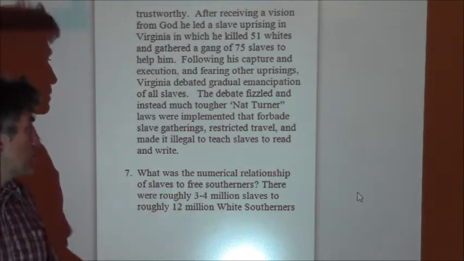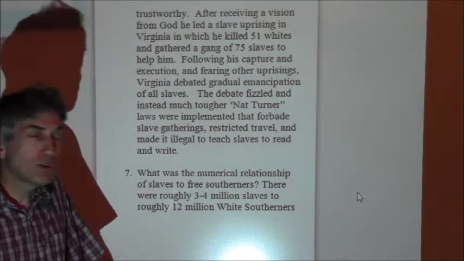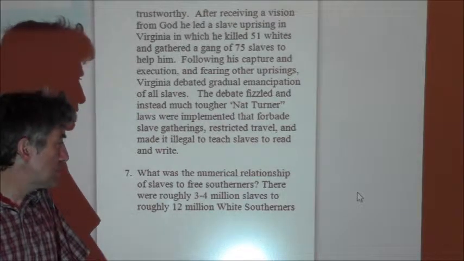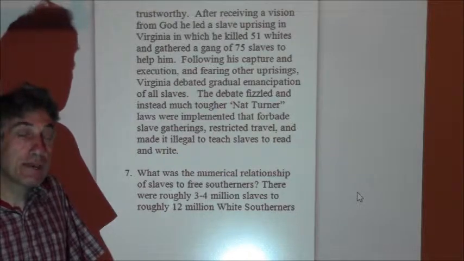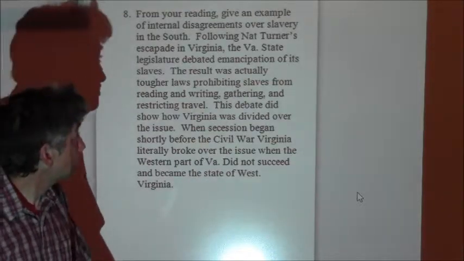What was the numerical relationship of slaves to free Southerners? It was roughly 1/3 to 1/4, depending on exactly which census you looked at. There were 3 to 4 million slaves and about 12 million white Southerners. So there was a significant amount of slaves controlled by a very small amount of the population.